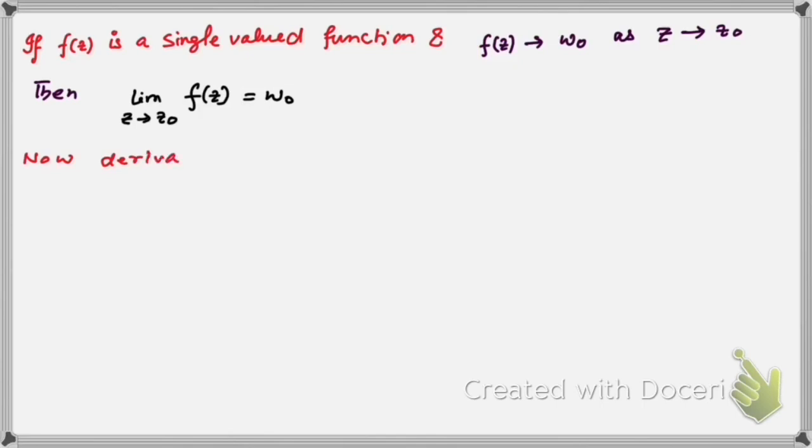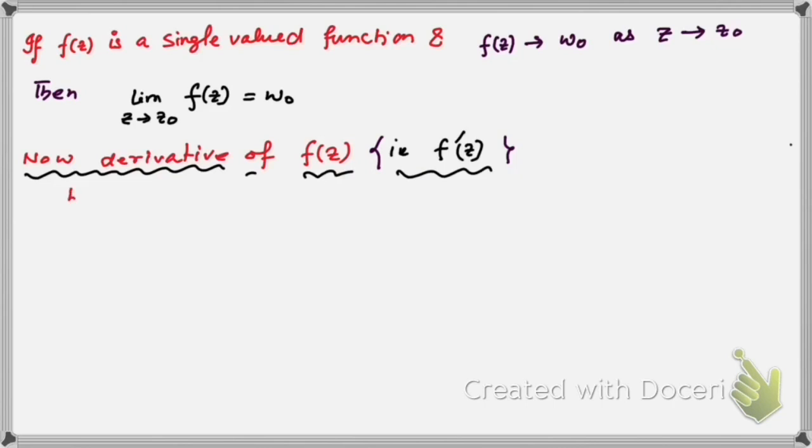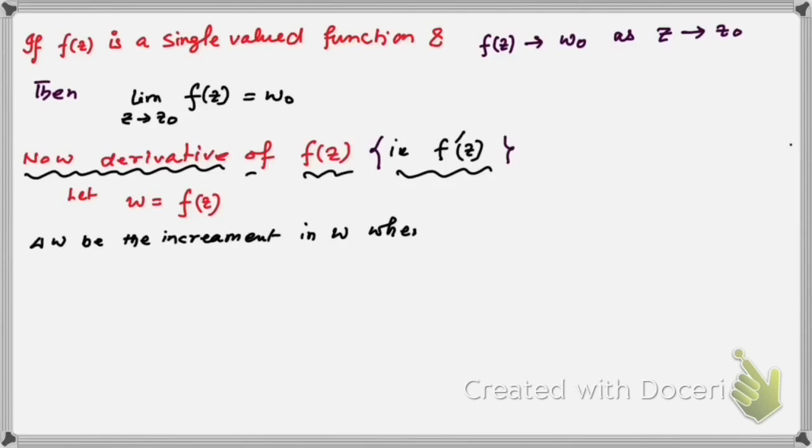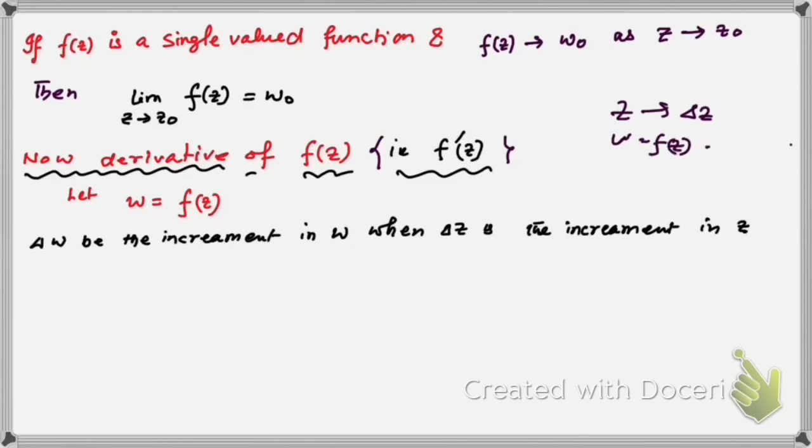Now, the derivative of f of z. Let w is equal to f of z, and let delta w be the increment in w, that is f of z, when delta z is the increment in z. That means when z is changed by delta z, then w, which is equal to f of z, changes by delta w. That is the meaning.